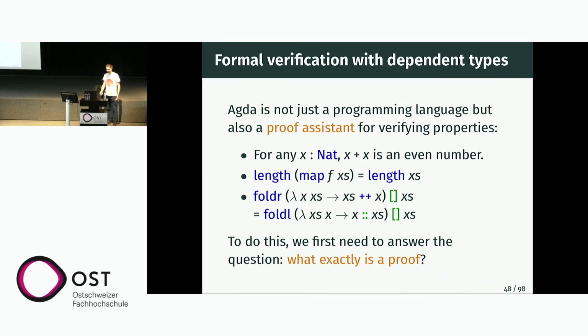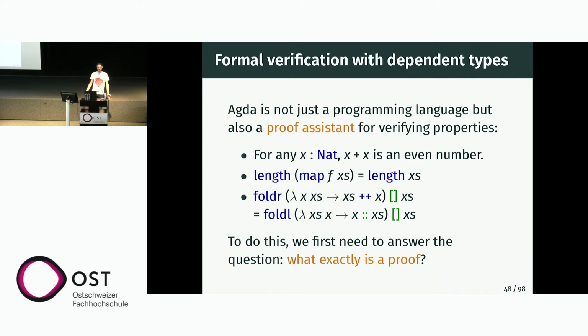So I'm making a claim here that Agda is not just a programming language, but also a proof assistant. That means we can use it to verify properties of our programs after the fact, after we've written the programs themselves. These are the kind of properties you might want to prove. For any x of type nat, x plus x is even, or the length of the output of map is the same as the input list, or if you compute the reverse function in two different ways, an efficient and an inefficient way, these are the same.